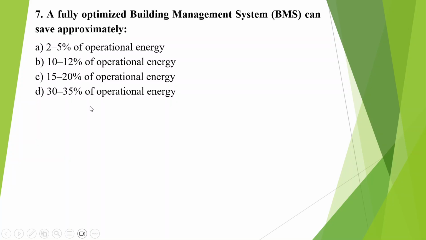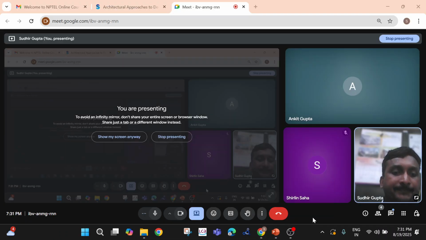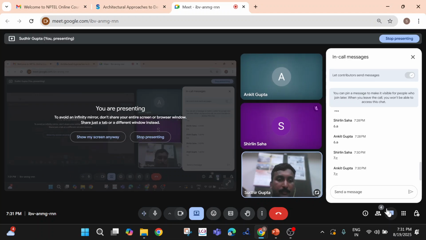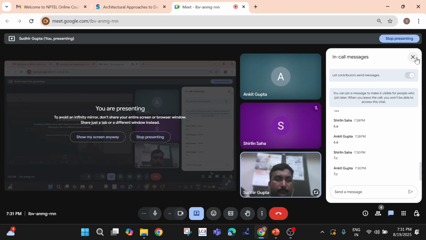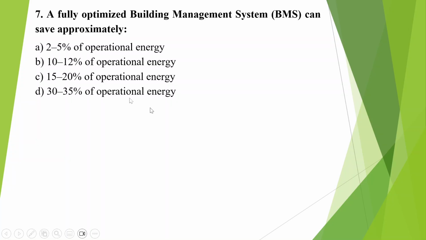2 to 5%, and you have to talk about the percentage of operational energy. Yeah, let me see. As I can see, most of you are choosing the third option, that is 15 to 20%. And option C is the correct answer. All of you have marked it correctly, and it was well discussed.